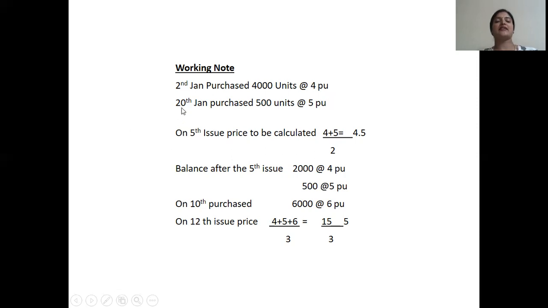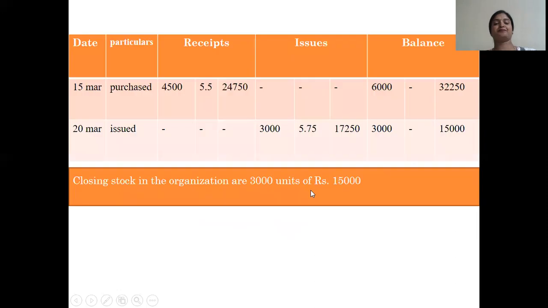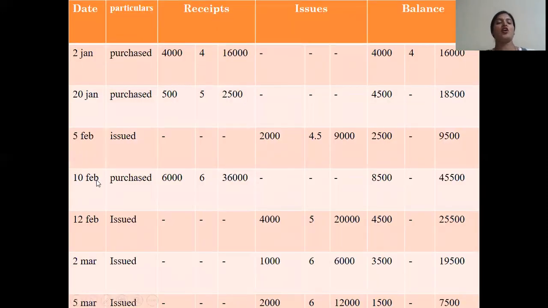And next, as it is, on 20th Jan, we have 500 units. Take the same here, 500 units at 5 per unit. And again, on 10th, we have purchased. How many units have been purchased? 6,000 at the rate of rupees 6 per unit. Take the same balance as it is here. On 10th, purchased 6,000 units at the rate of rupees 6, amounted to 36,000.